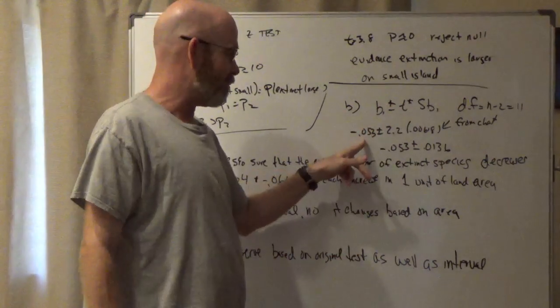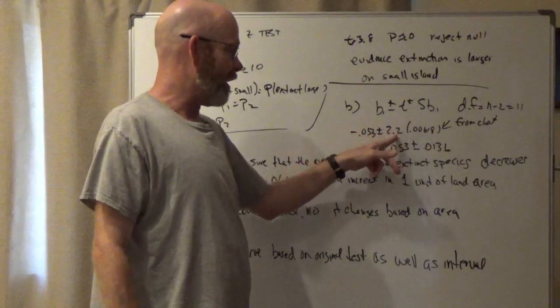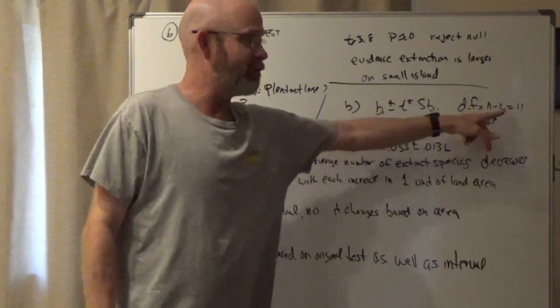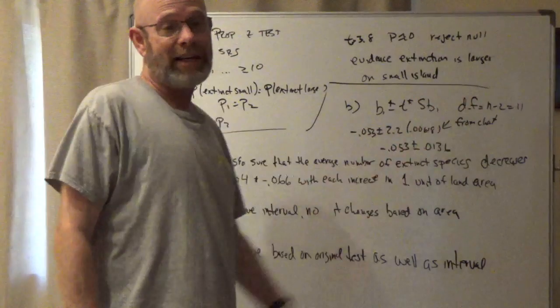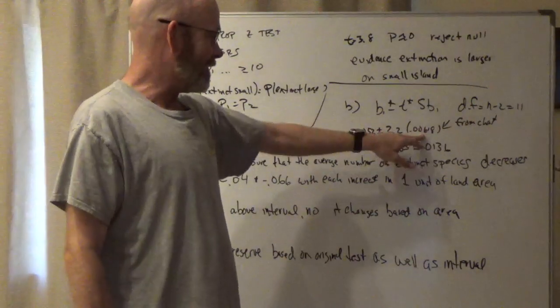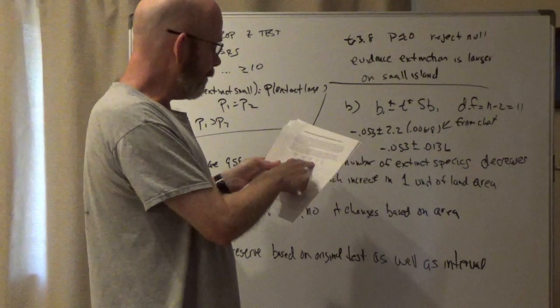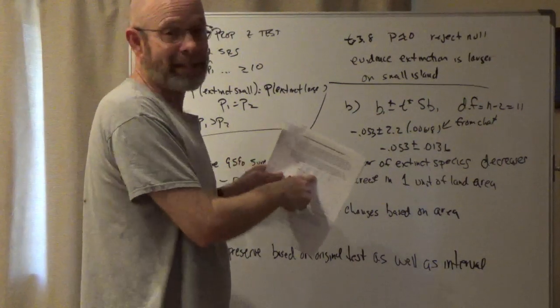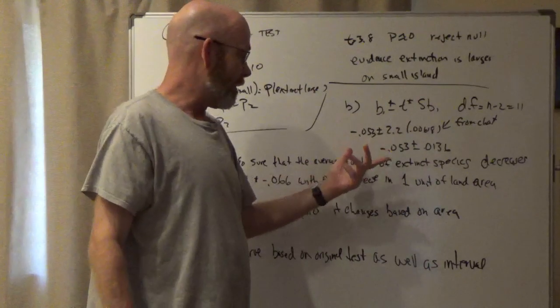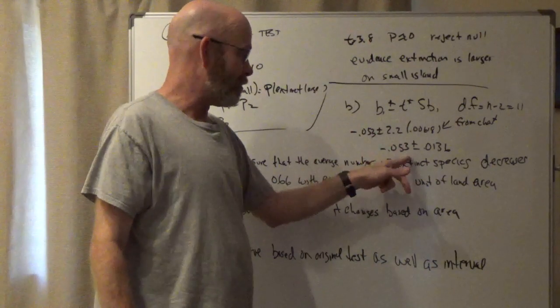So the slope was negative 0.053. The critical value was 2.2. Degrees of freedom was 11 on this, so I just did an inverse t for that. And then this is the standard error of the slope, which is hiding in the chart. Where is it? There it is, 0.00618. So my interval became negative 0.053 plus or minus 0.0136.